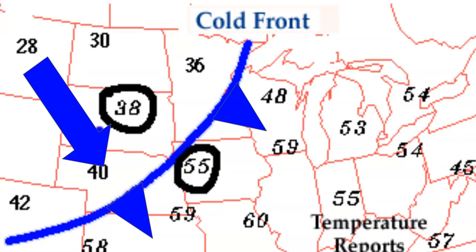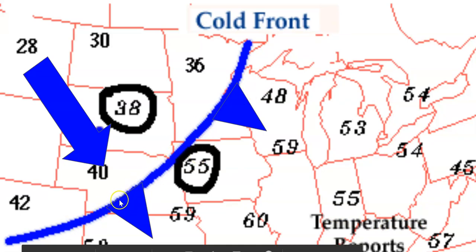Okay, so a couple of things we need to know. Which way is the front moving? In this case, we know this is a cold front because it's a cold front symbol. And you can tell by the direction of the arrows which way it's moving. So this one's moving this way.